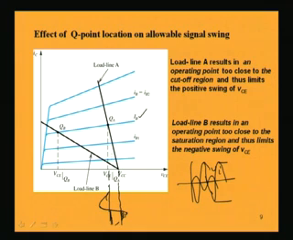So, if the operating point is closer to the cutoff region, then we see that one portion of the positive swing is cut off. We will be getting an output which will be clipping off one portion in the positive half cycle.